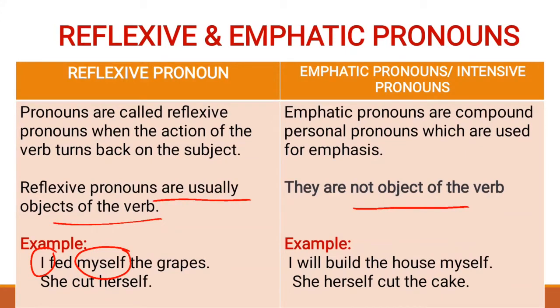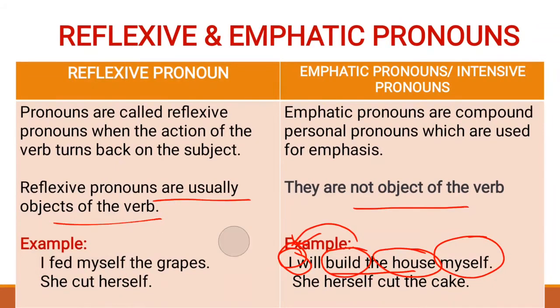But when I say I will build the house myself, my subject is I, my verb is build, and my object is house. And the action of building is not reflecting on the doer or the subject. Rather, I am simply emphasizing my subject I here by using the word or pronoun myself.